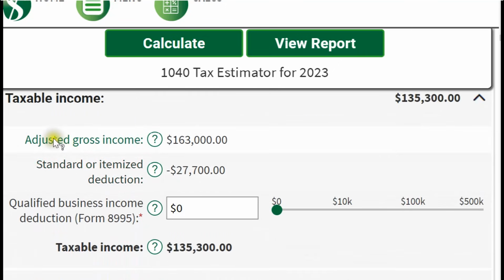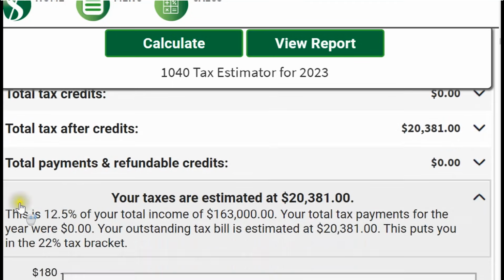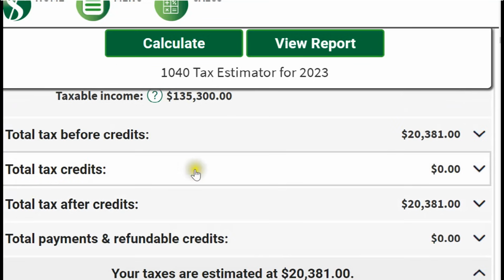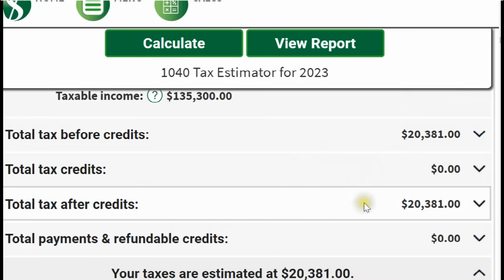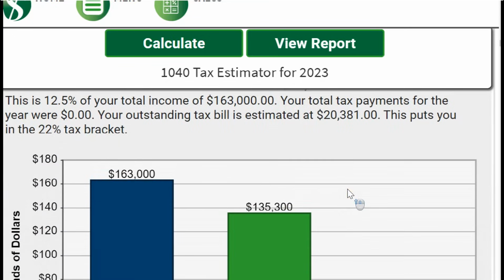So if we take all of that, we find they might owe just over $20,000 of federal income tax. And by the way, they calculate an effective tax rate for you of about 12.5%. That's based off the amount that's due. You take this $20,000 and you divide it into the total income of $163,000.